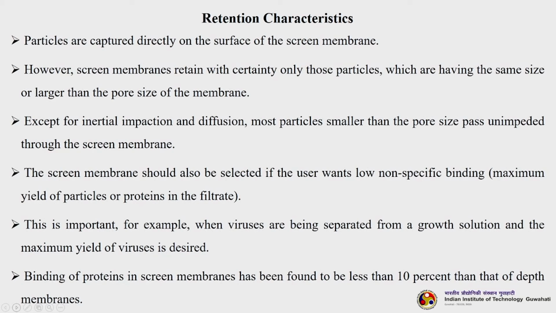The screen membrane should also be selected if the user wants low non-specific binding, so maximum yield of particles or proteins in the filtrate. That means I want most of the proteins or solutes to pass through the membrane to the filtered side or the permeate side. This is important, for example, when viruses are being separated from a growth solution and the maximum yield of viruses is desired, so let the viruses pass through the permeate. Binding of proteins in screen membranes has been found to be less than 10% of that of the depth membranes.